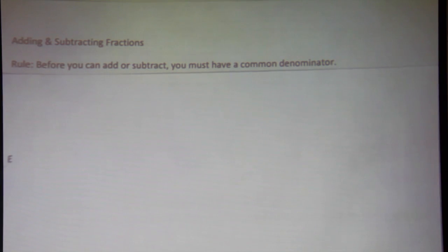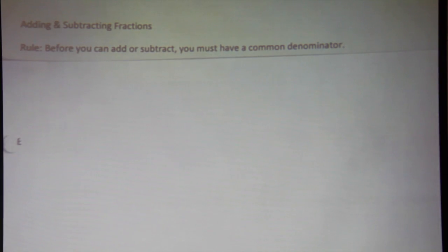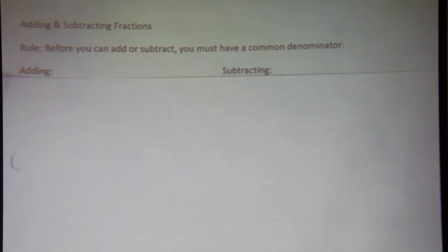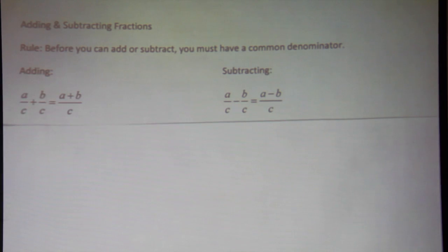All right, today we're going to talk about adding and subtracting fractions. These are actually adding and subtracting rational expressions that are in fractional form. So what you should already know is that before you can add or subtract anything, you have to have a common denominator. Okay? Then, once you do have that common denominator, you will add across the numerators and keep the denominator, or if you're subtracting, you're going to subtract across the numerators and keep the denominator.